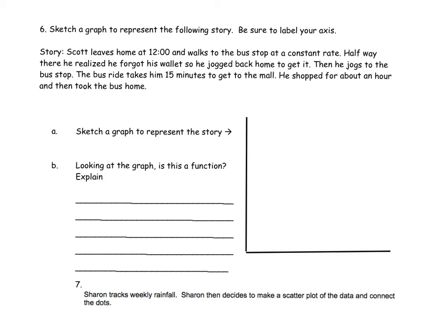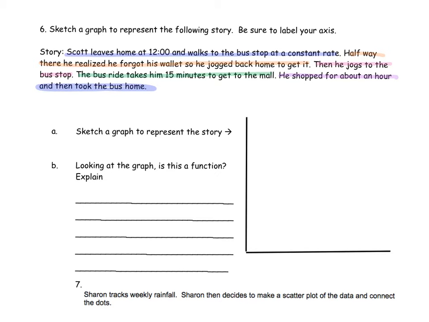Our next one is sketching a graph to represent a situation that's happening. So let's read through our story. We'll highlight the parts as they happen. Scott leaves home at 12 o'clock and walks to the bus stop at a constant rate. Halfway there, he realizes he forgot his wallet, so he jogs back home to get it. Then he jogs back to the bus stop. It's 15 minutes to get to the mall. He shopped for an hour, and then he takes the bus back home.